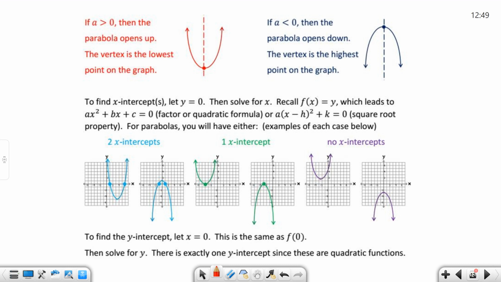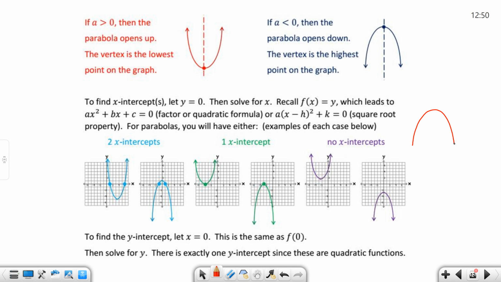So here, to find the y-intercept, you let x equal 0. It's the same way you do it with lines. It's always that way. Any intercept you ever want to find, no matter how many variables are there, you find it by letting all the other variables be 0. This is the same thing as finding f of 0. Then you solve for y, and there is exactly one y-intercept since these are quadratic functions.